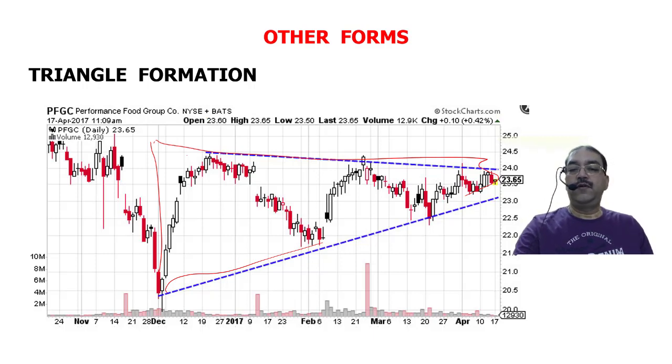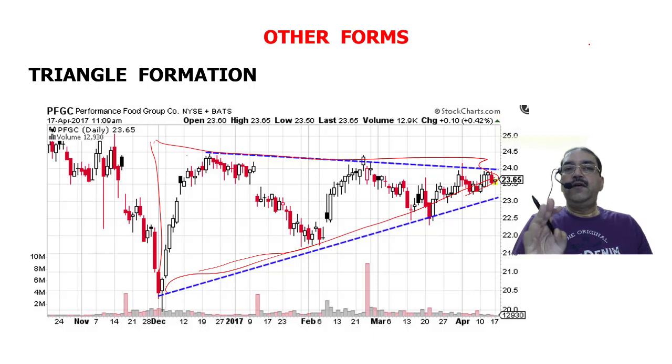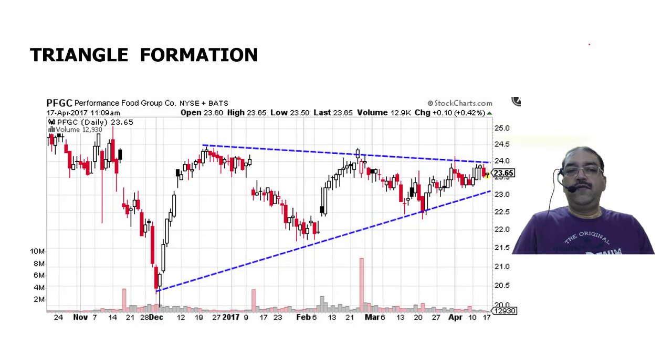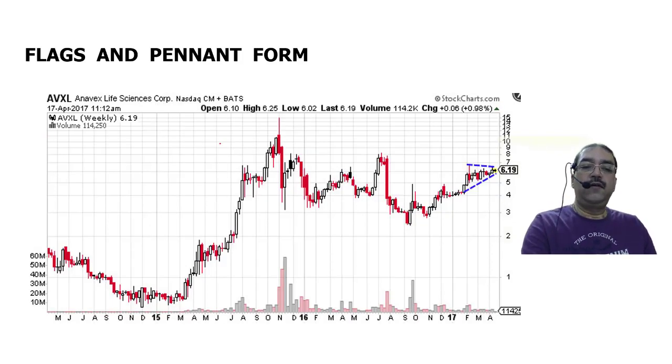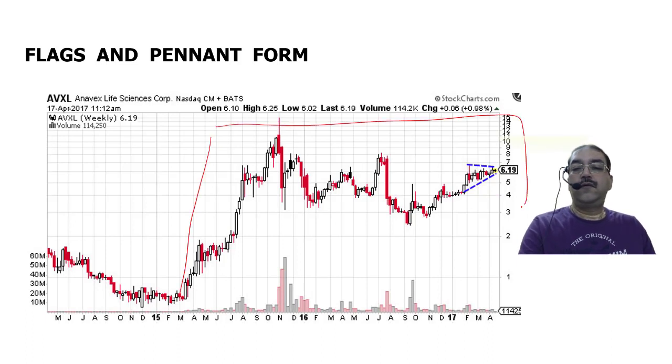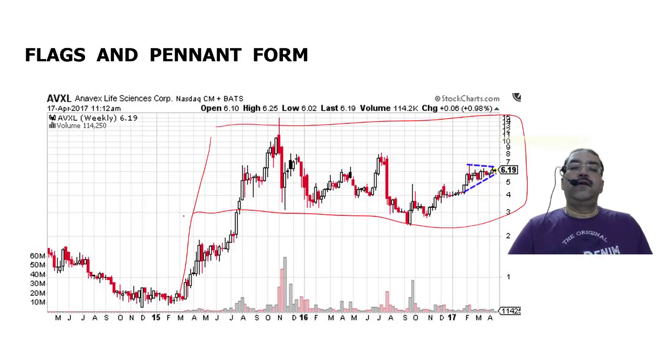See the upward movement here. So it is going to go on increasing. Then you can have a downward facing, that is a descending triangle. So you can have three types of triangle: symmetrical triangle, ascending triangle, descending triangle. Likewise, we have a lot of formations. This is another triangle formation. Then flags and pennants. This is like a flag, no? Flag. So different forms and different formats are there.